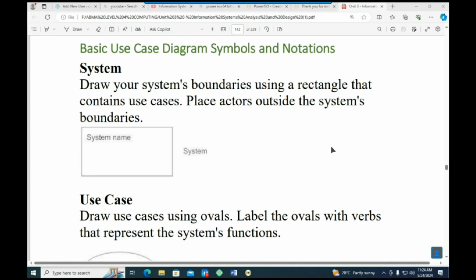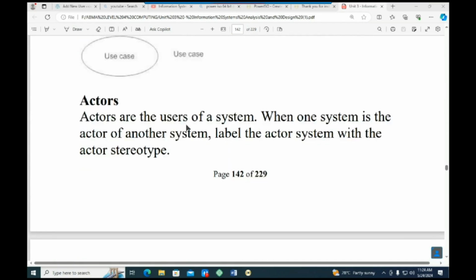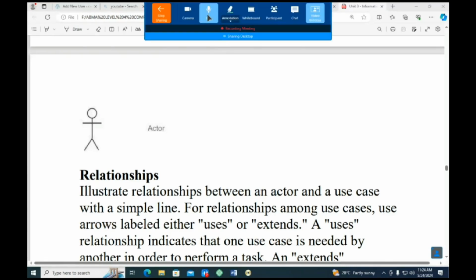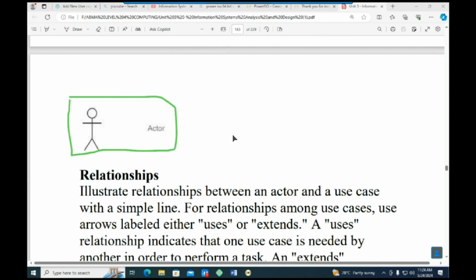Those are the main things that you need to know. One, the rectangle shows the system. We have use cases. Use cases are shown using this label, and normally they are verbs. We show them using ovals, and they represent the functions of that particular system. For example, booking. If booking is a function, then we can have it inside that system. Then we have actors shown by this symbol. This symbol shows the actor.